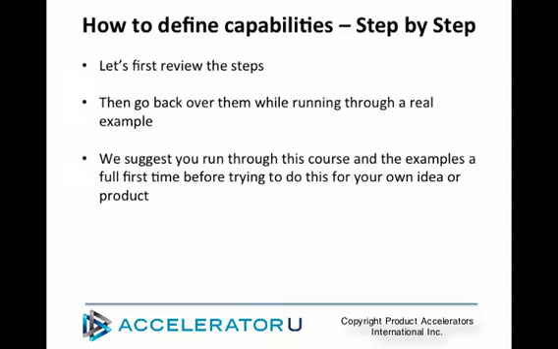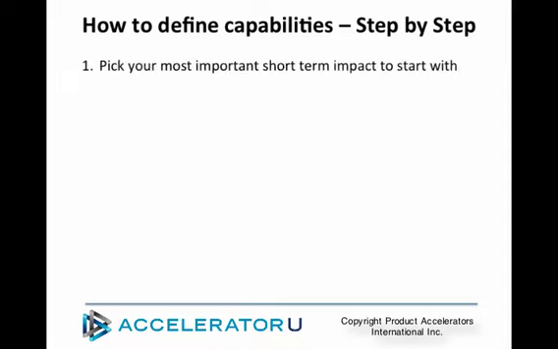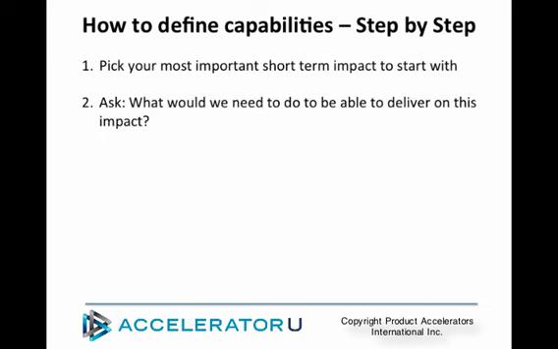Let's get going. Step 1. Pick your most important short-term impact to start with. If you're deliberating between a few, just pick one of them. Step 2. Ask the following question. What would you need to do in order to deliver on this impact?